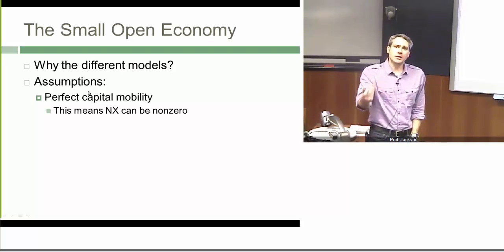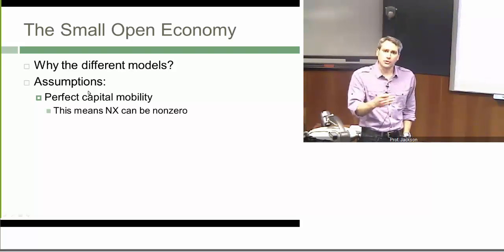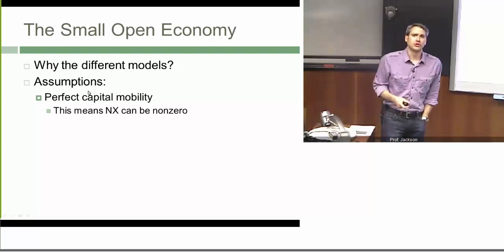So unlike in the previous version, the closed economy version, where we assumed that net exports were zero and there was no trade flows, here we're assuming that net exports can occur. So you can have exports and imports into and out of the country.